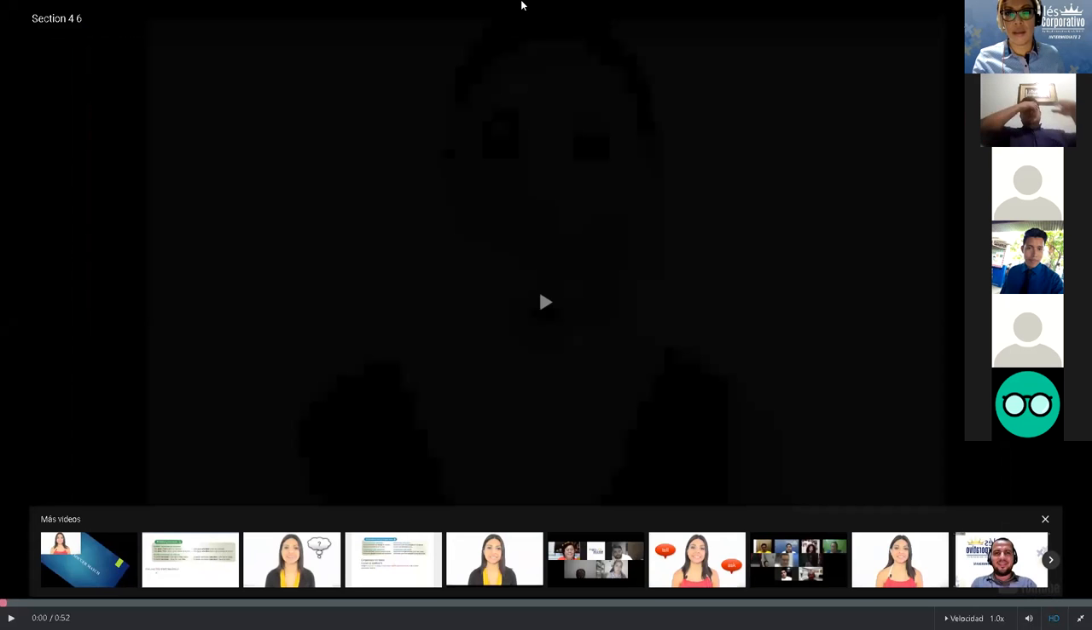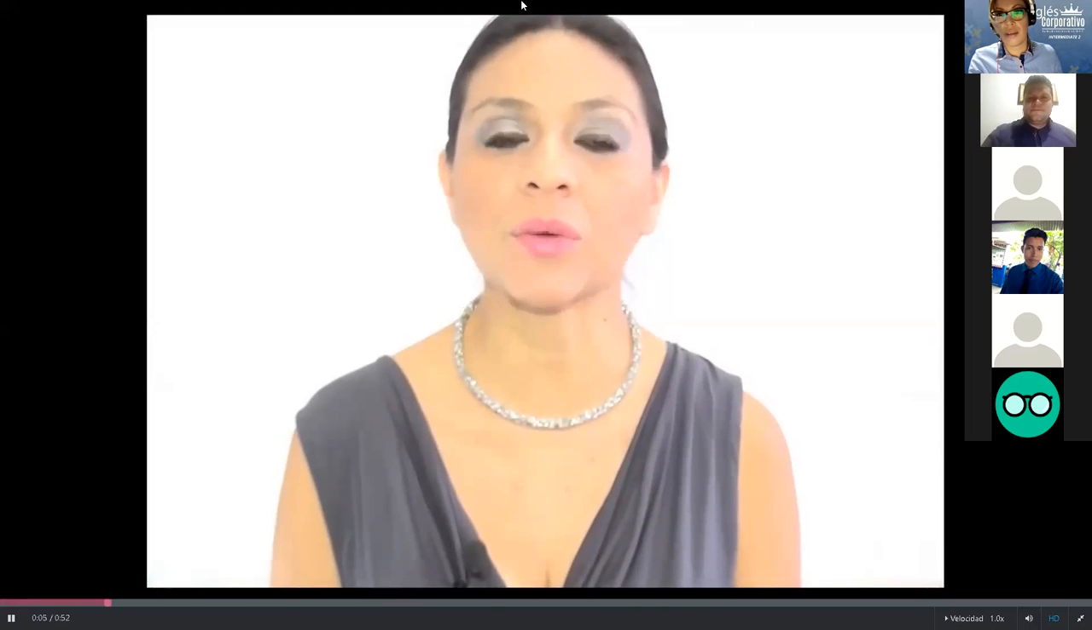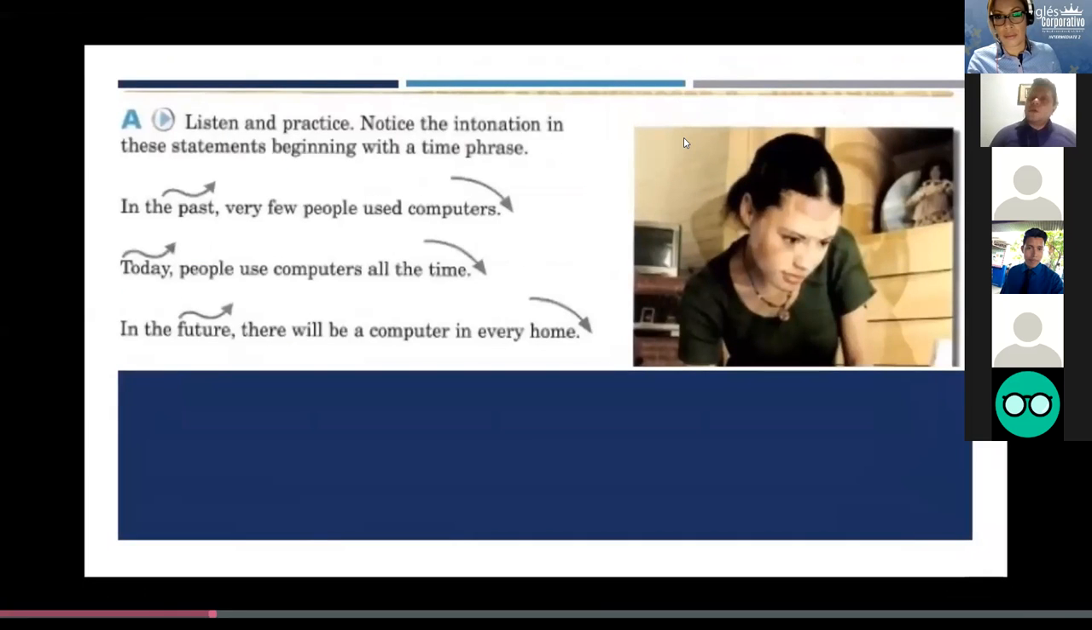Ready to work on pronunciation? Notice the intonation in the statements beginning with a time phrase. Pronunciation. Intonation in statements with time phrases. Part A. Listen and practice. Notice the intonation in these statements beginning with a time phrase. In the past, very few people used computers. Today, people use computers all the time. In the future, there will be a computer in every home.